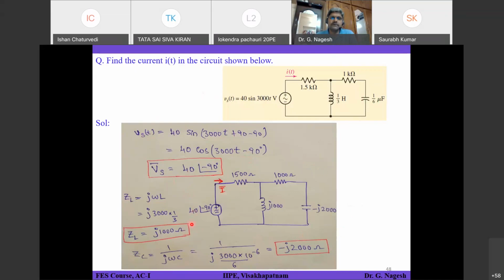Now they are asking us to find this current phasor, and then convert it into the equivalent time function of the current. So try to calculate the equivalent impedance for this entire combination. This is 1000 minus j 2000 in parallel with plus j 1000, and then you have to add the 1500 real term to that. Try to solve that and find the current phasor, or first let me know what your Z equivalent is.